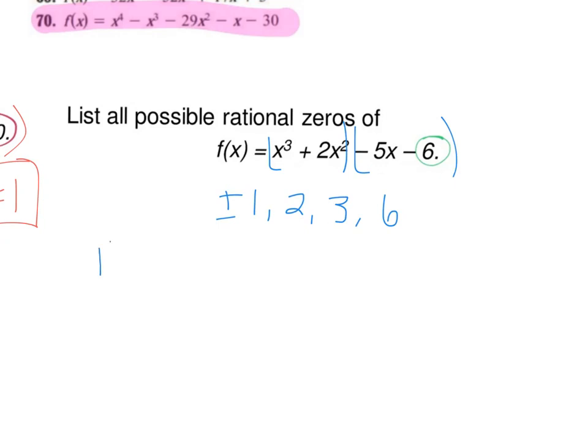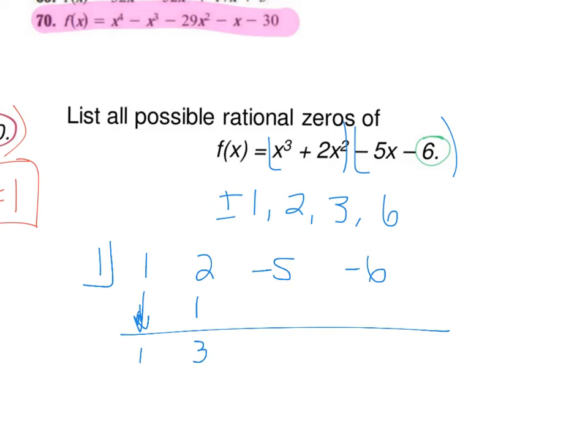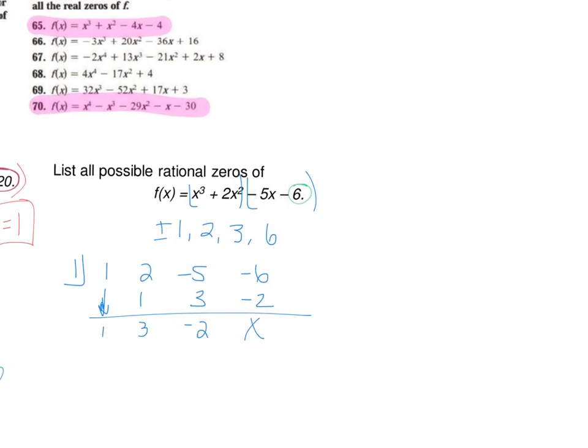I'm going to start with 1 and see if 1 works. So I have 1, 2, negative 5, negative 6. Bring down the 1. 1 times 1 is? 1. 2 plus 1 is? 3 times 1 is? Negative 5 and 3 is? Negative 2 times 1? Is this a factor? No. Okay. Let's try negative 1.